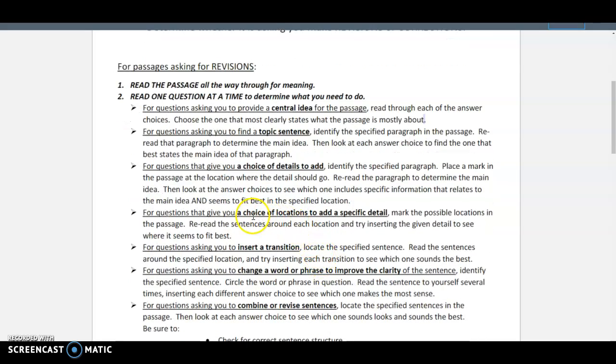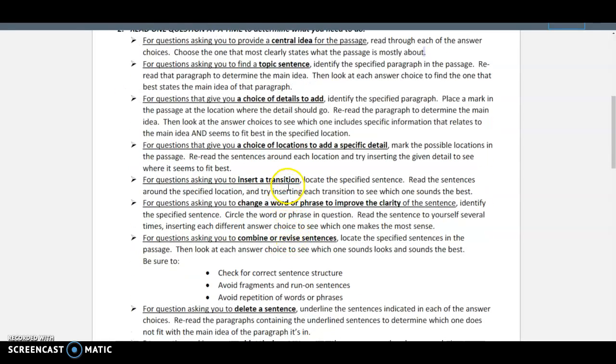For the questions that give you a choice of spots to add a certain detail, you're going to mark it in the passage and then reread the sentences around it, not just that individual spot. Read around it also and try putting in the detail to see where it fits best, which again are your answer choices. The questions that ask you to insert a transition, go to that sentence, read around it, and then put the transition to see where it fits best.